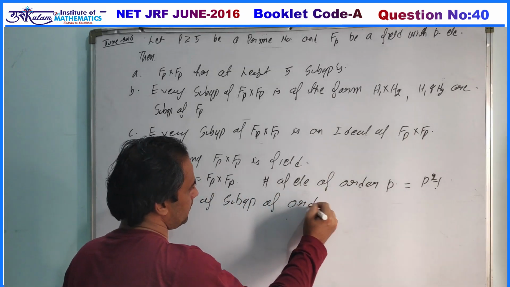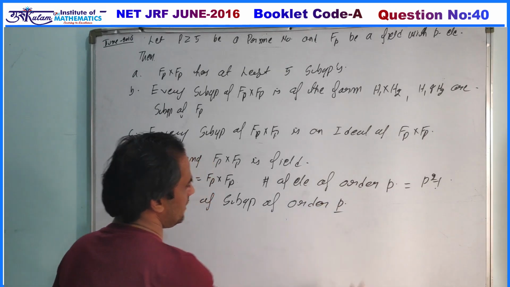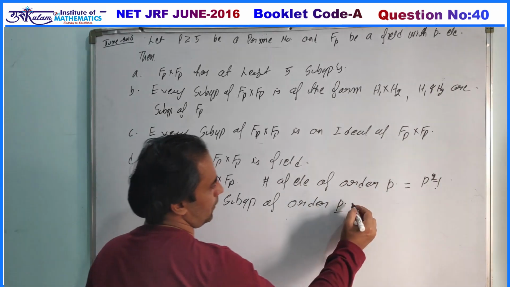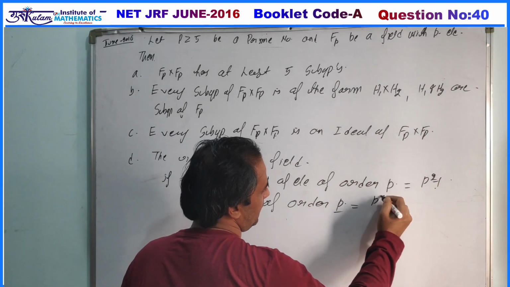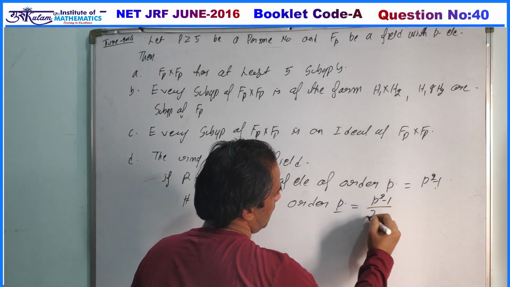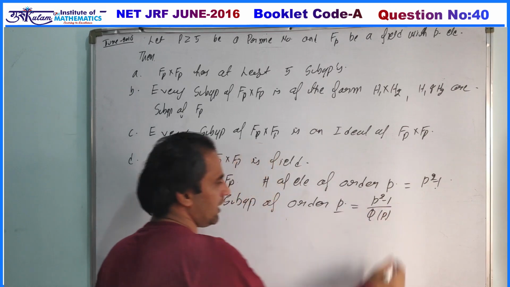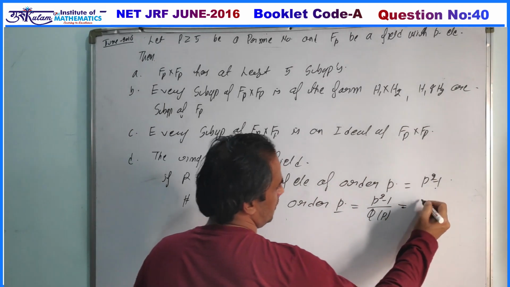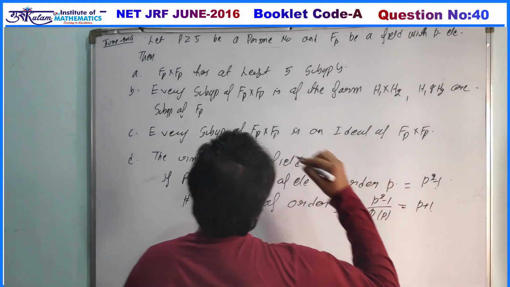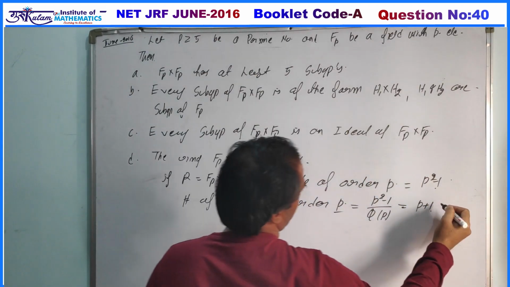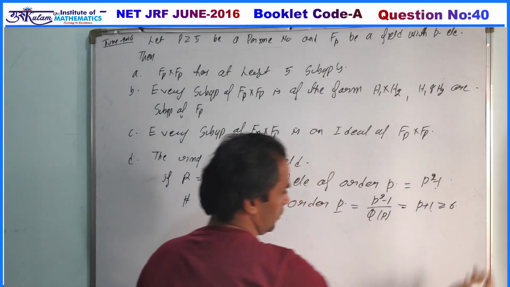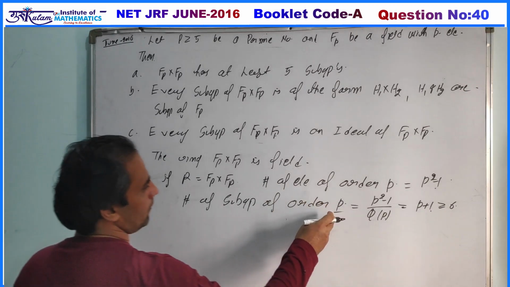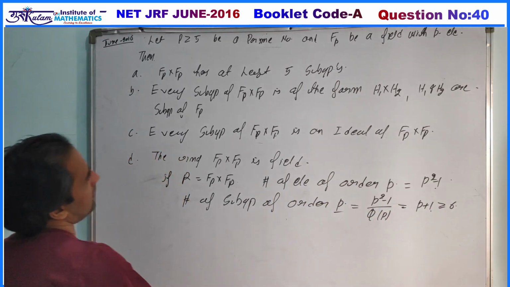of order P. Since P is a prime number, every group of order P is cyclic. So the number of subgroups of order P is the number of elements of order P upon phi of P. This is a direct method to count the number of cyclic subgroups, which is equal to P plus 1. And P is greater than or equal to 5, so P plus 1 is also greater than or equal to 6. So there are at least 6 subgroups of order P.